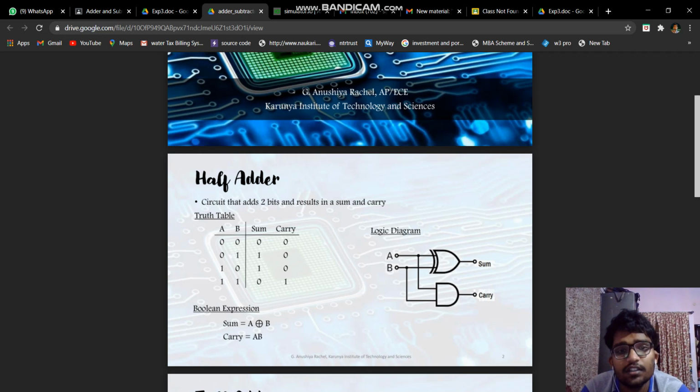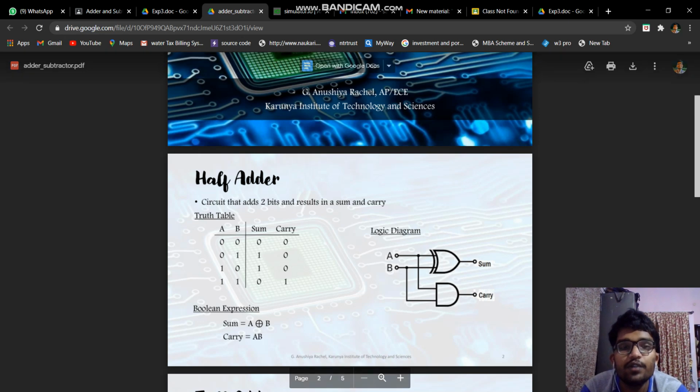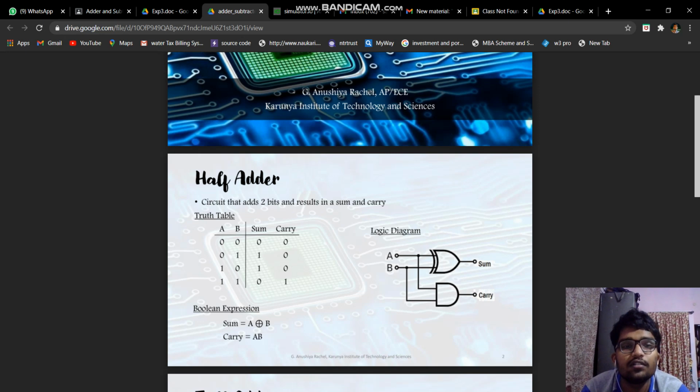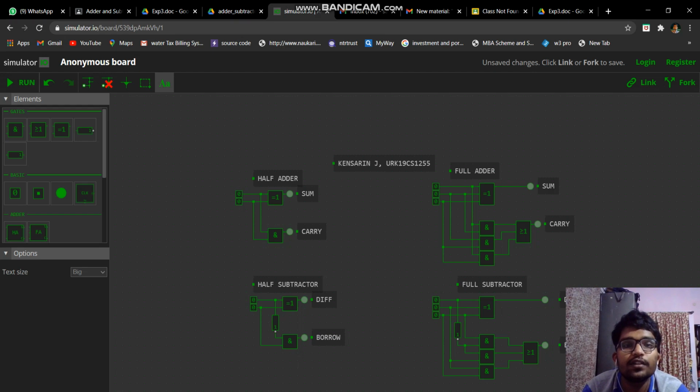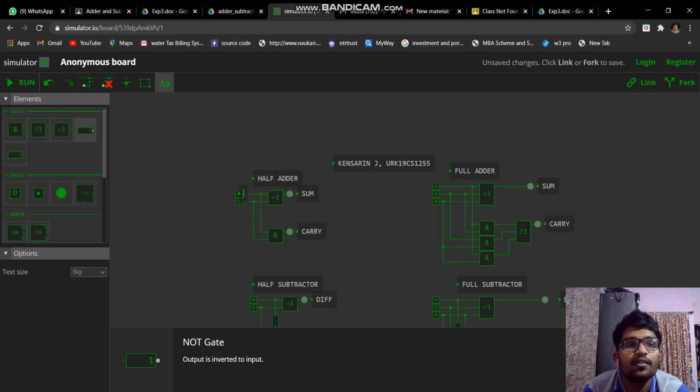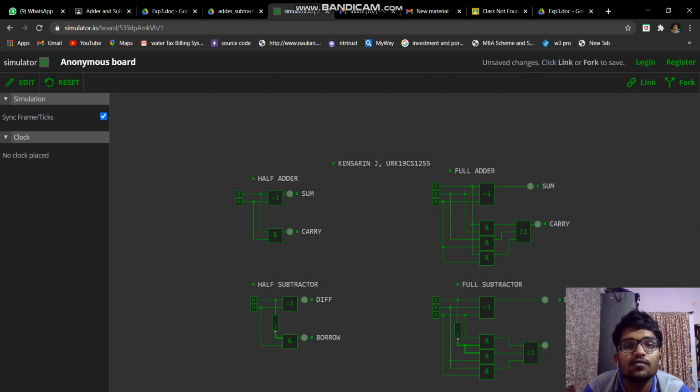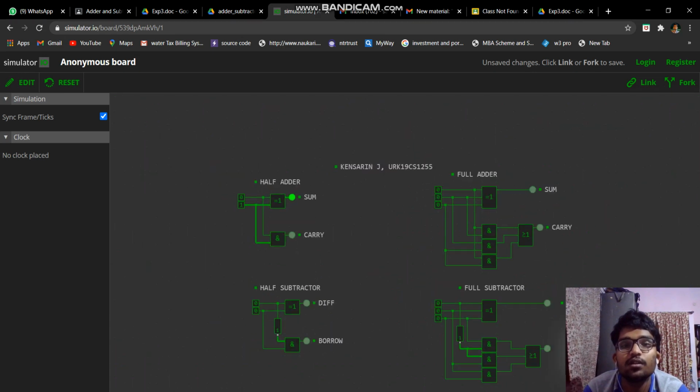In this case the sum would be high only if any one of the inputs is high. So once we'll cross check the outputs of this half adder circuit. Just a minute, let me run this first. Okay. So 1 and 0 would give sum 1 and carry 0. 1 and 1 would give sum 0 and carry 1, and 0 and 1 sum would be 1 and carry would be 0. So this is how the half adder circuit works.